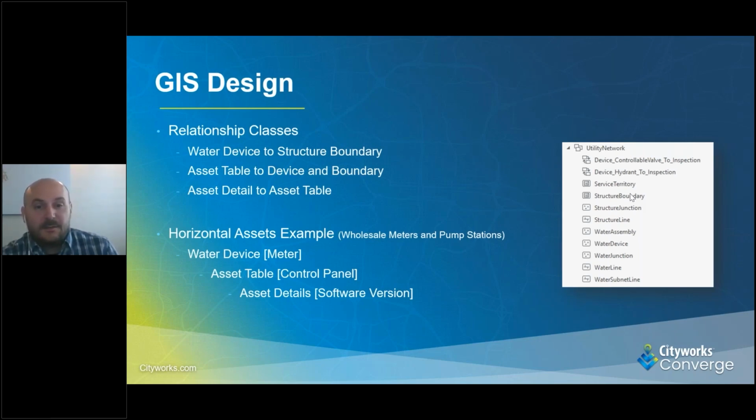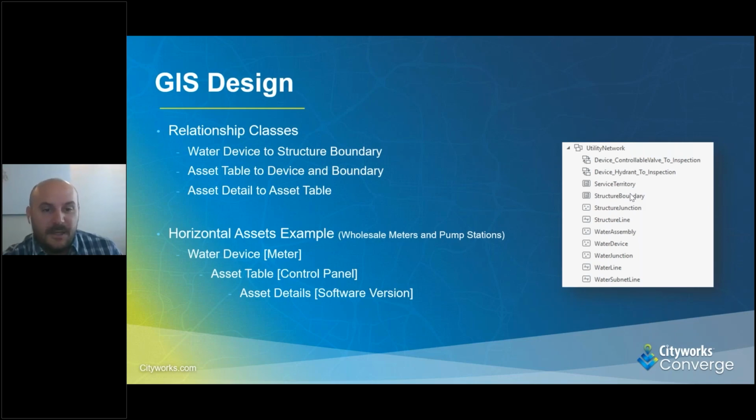And to model these relationships, we did a water device to structure boundary. So that would be all your valves and pumps that are part of the pump station, they get connected to the pump station. You have the asset table that goes to the devices. So that would go maybe to a wholesale meter. There might be some sort of radio or something like that. That would be connected via relationship class that way. And then there might be some more details that you want to include, and that detail will be connected to that asset table. That's just how we did it. I'm sure, like Scott said, you do whatever fits your agency, but this is how we did it.